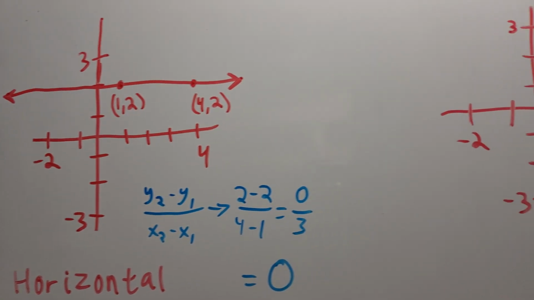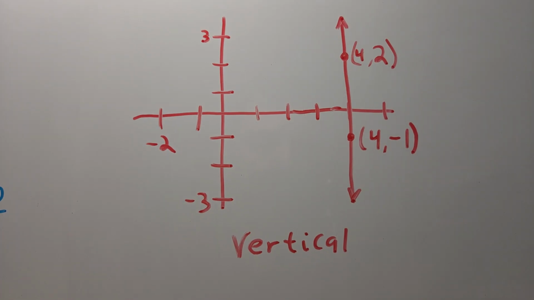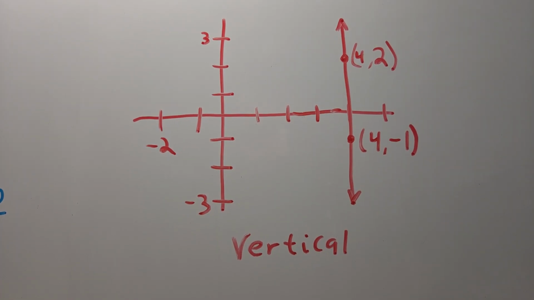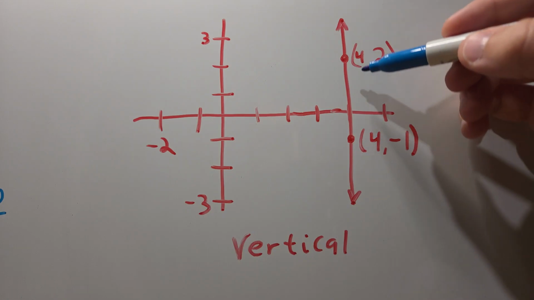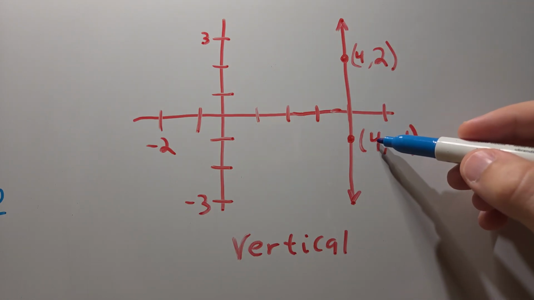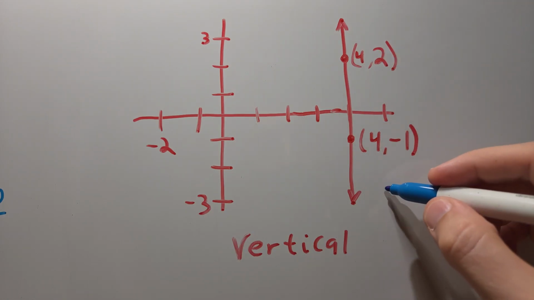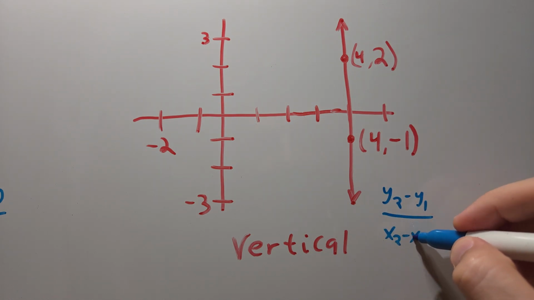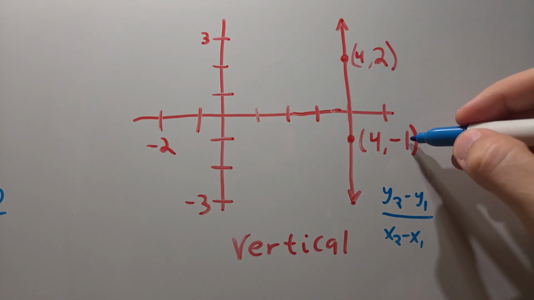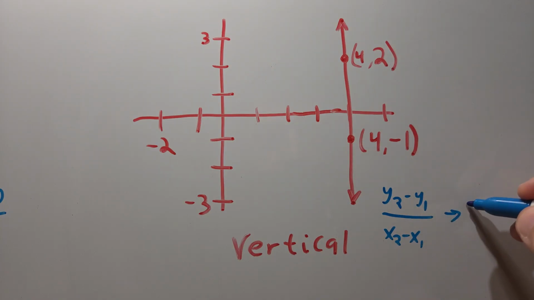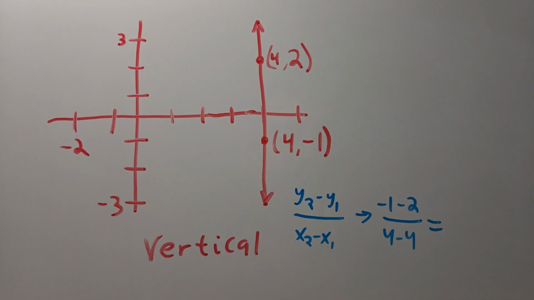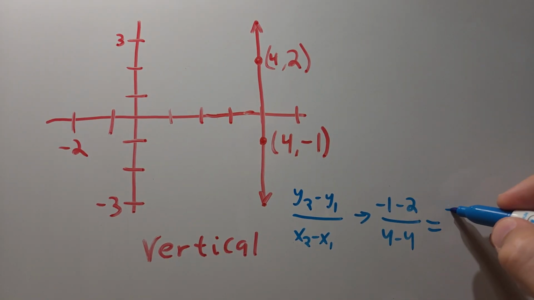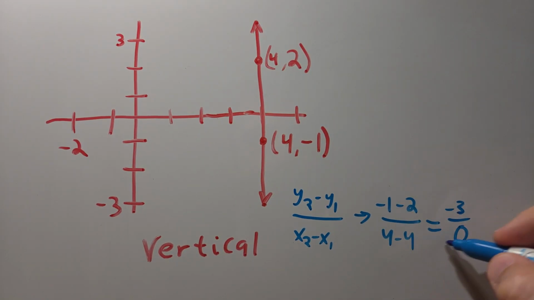Let's take a look at the slope for a vertical line. So here I've drawn a vertical line that goes through the x-axis at a value of 4. Same rule, difference in the y's over the difference in the x's, rise over run, that's -1 minus 2 over 4 minus 4. This is an issue. Well, -1 minus 2, that's -3. But in my denominator, I've got 0.